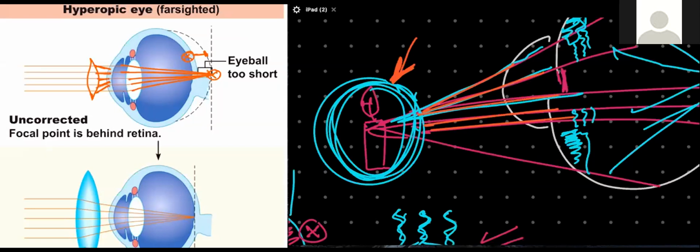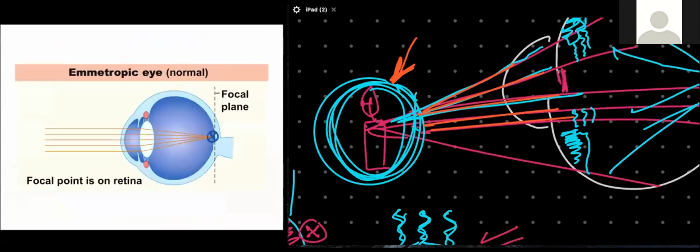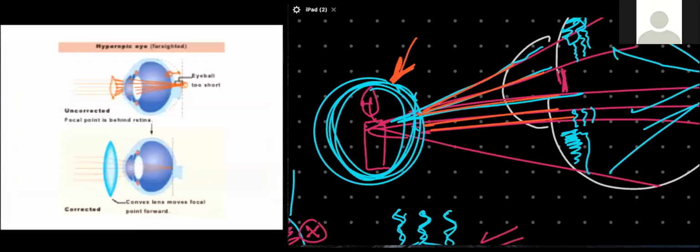Which one is going to be emitting more converged light rays? A far object that emits parallel rays or a close object that emits divergent light rays? Which one is better for this patient with hyperopic eye? His problem is in converging the light rays.